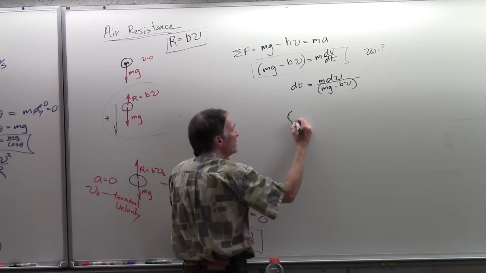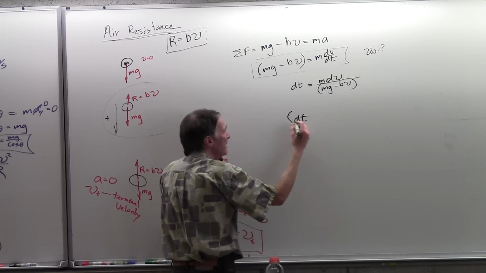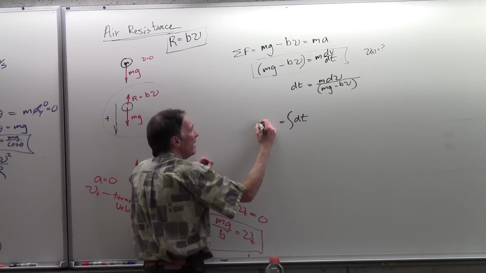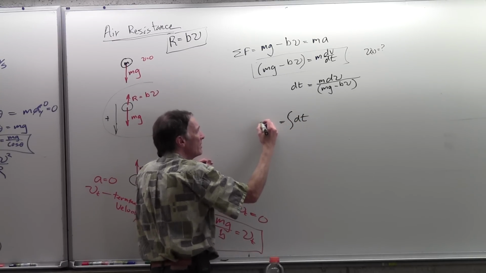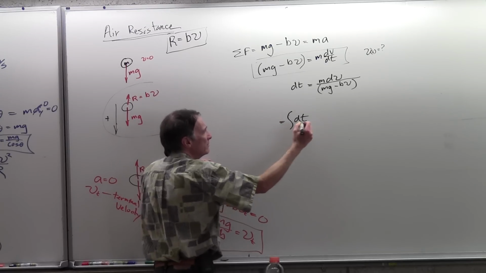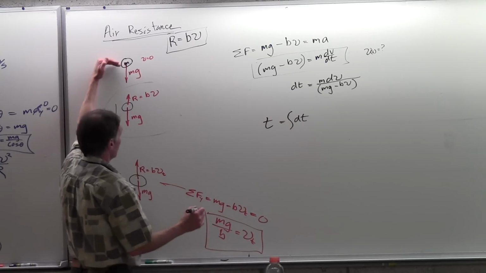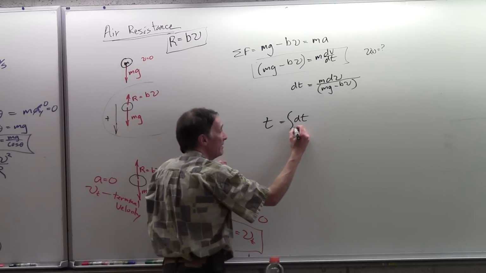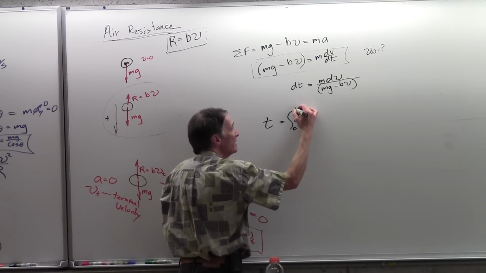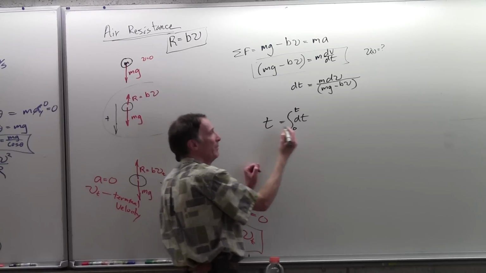Integrating my dt's is going to give me my change in time, which is going to be the time itself, since I'm going to start this thing at t equal to 0 and go to some time t. That's going to give me that.